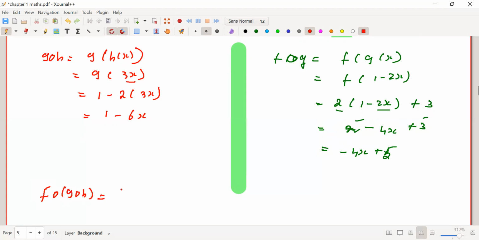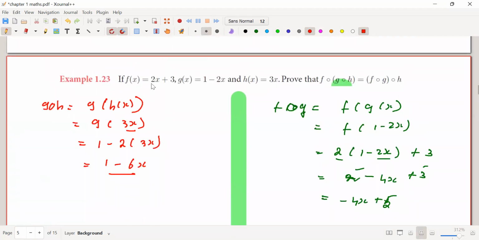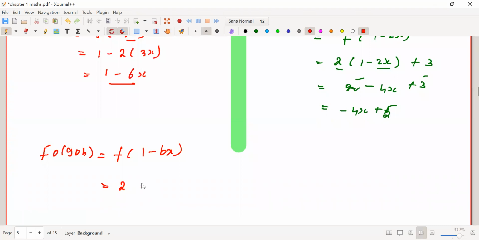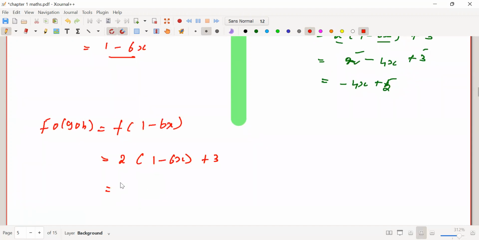f of g of h equals f of g of h, which is 1 minus 6x. So 2 into 1 minus 6x plus 3. 2 into 2, 2 into 1, 2. 2 into plus into minus. Minus first, put that sign, then only we have to proceed. Minus 12x plus 3. So this is minus 12x plus 5. All right, plus 5.